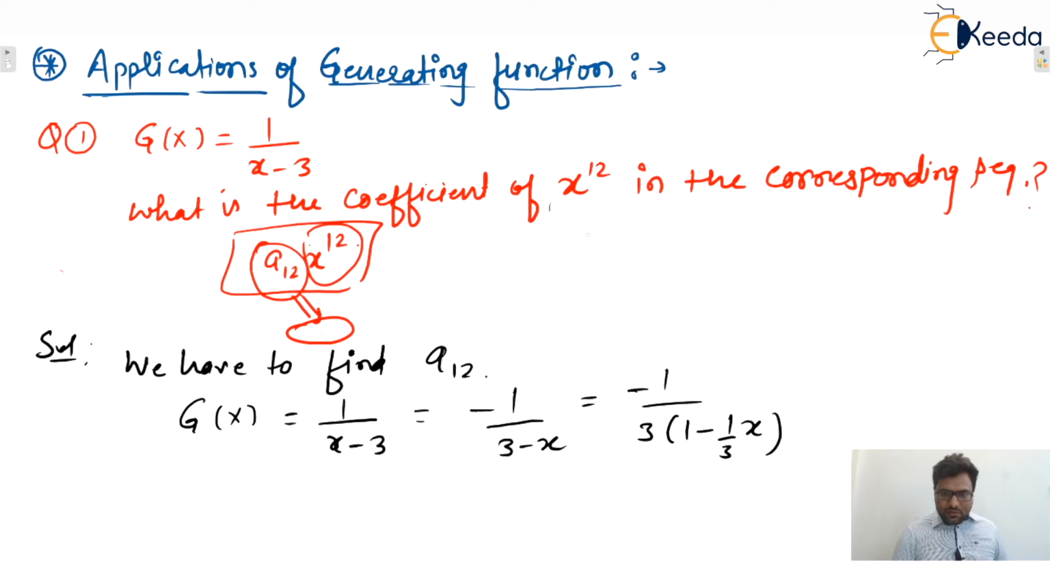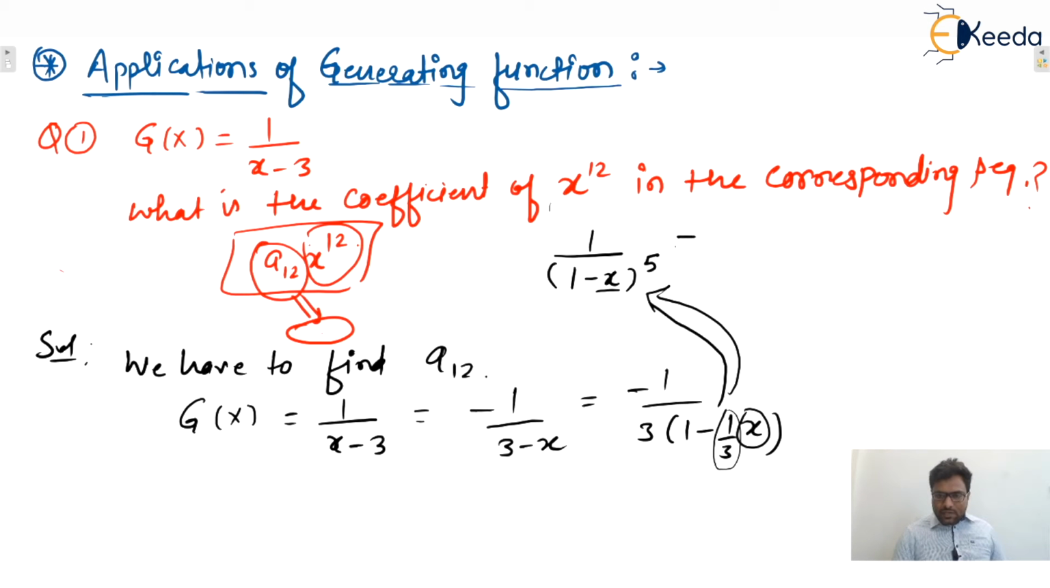We know some standard generating functions, like 1 upon 1 minus x raised to power 5, yes or no? So I am going to try to bring it into that standard generating function form. I changed this one into this format, where x is multiplied with 1 by 3, so that can be managed. Let's say this is the sequence, 1 upon 1 minus x.